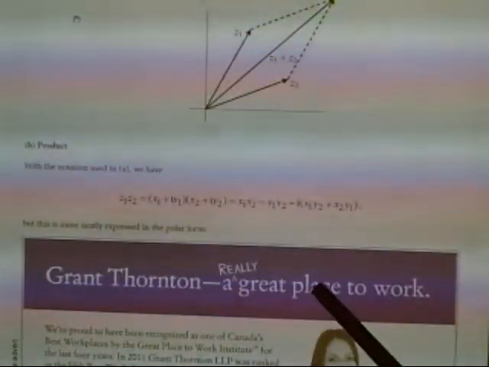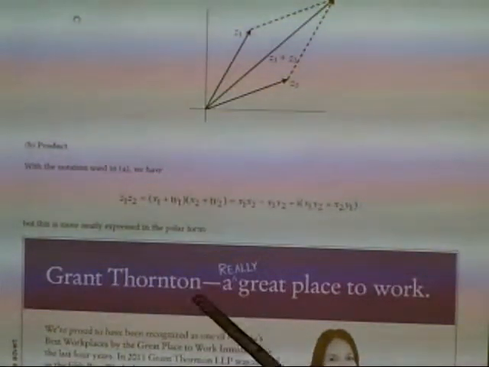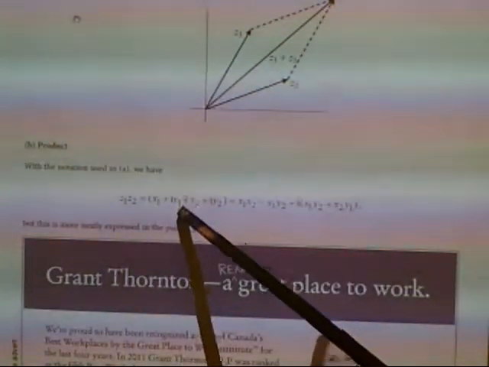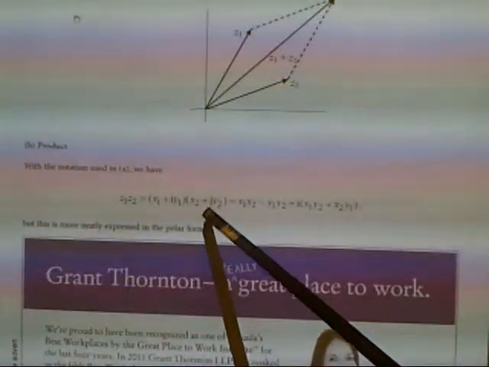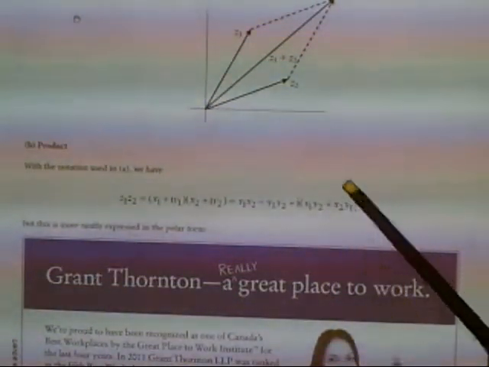The next one is the product. We multiply the complex numbers. Z1 multiplied by Z2, in this case (x1 + iy1) multiplied by (x2 + iy2). By multiplication, you get x1 x2 minus y1 y2 plus i multiplied by (x1 y2 + x2 y1).